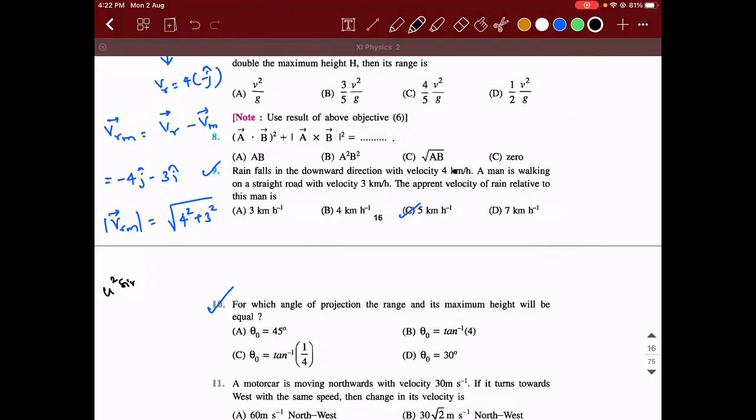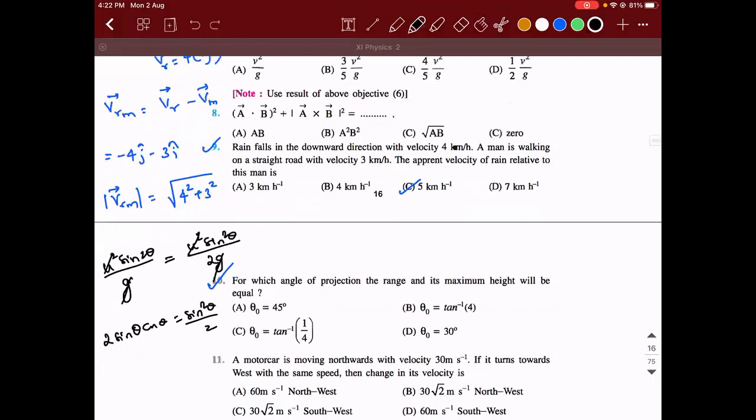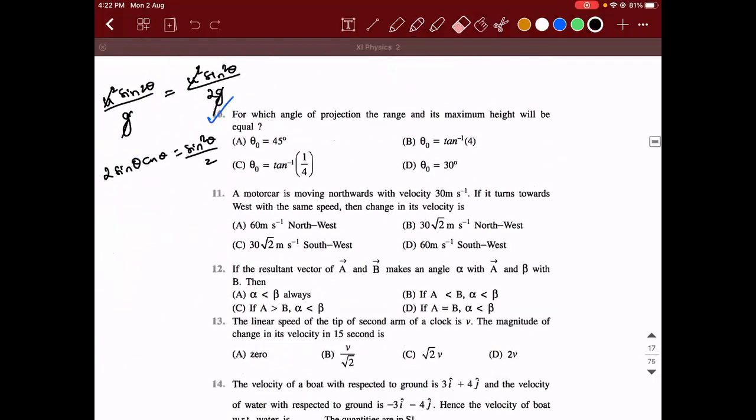Range is u square sine 2 theta by g, and maximum height is u square sine square theta divided by 2g. g and g will get cancelled. 2 sine theta cos theta is equal to sine square theta by 2. Sir, option 2, option B. Correct. So tan theta should be 4. So obviously theta is equal to tan inverse of 4.